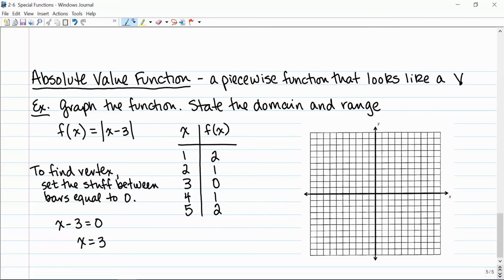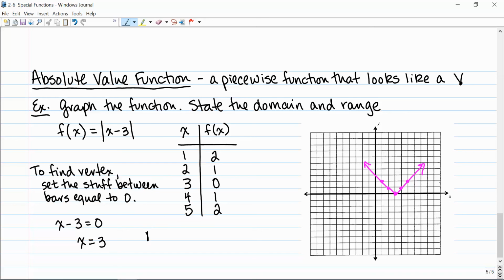So let's go ahead and graph that. Maybe I'll do it here in pink. So I'm going to have the points (3, 0), (4, 1), (5, 2), (2, 1), and (1, 2). And there is your absolute value function. And you'll notice it looks like a V. And as we'll find out in the next section, there's actually a really good reason, or we can explain why it is shifted to the right.